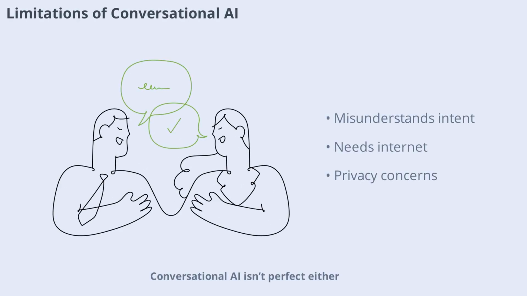Conversational AI isn't perfect either. It can struggle with complex or ambiguous requests, misunderstand user intent, or fail to provide the level of control needed for detailed tasks. Privacy concerns and the need for constant internet connectivity are also challenges that users should consider.